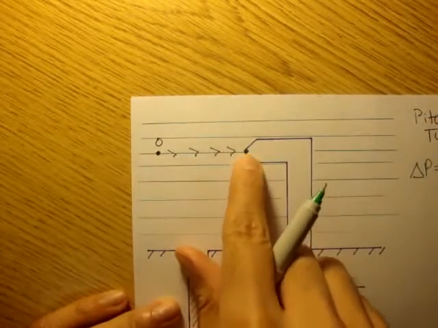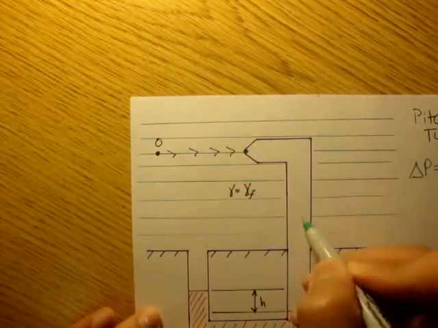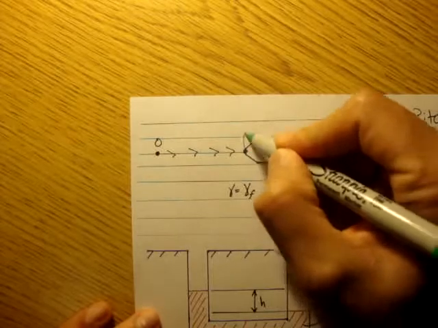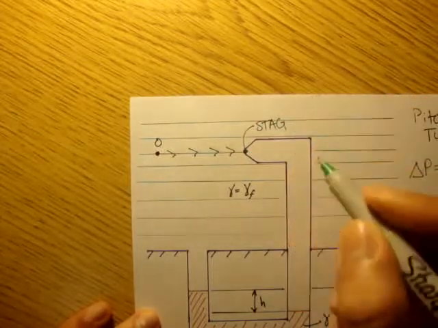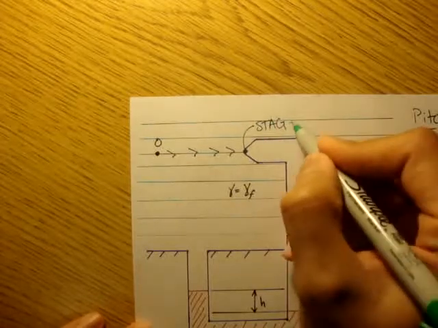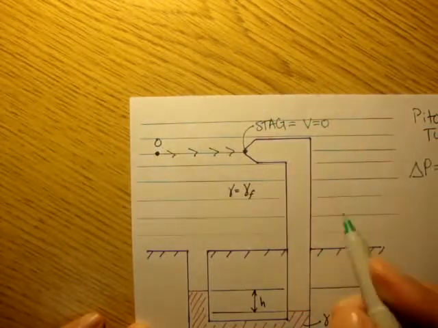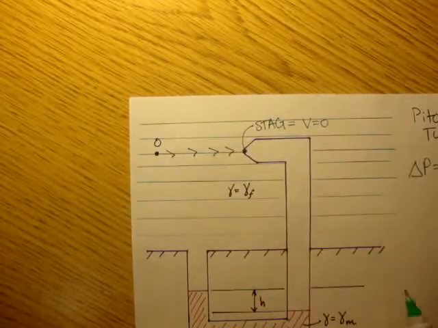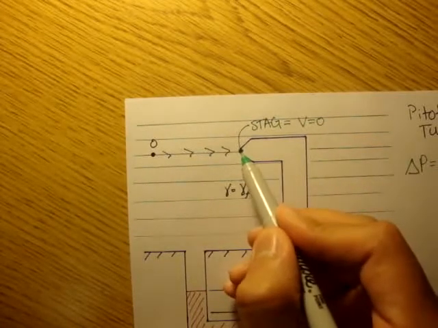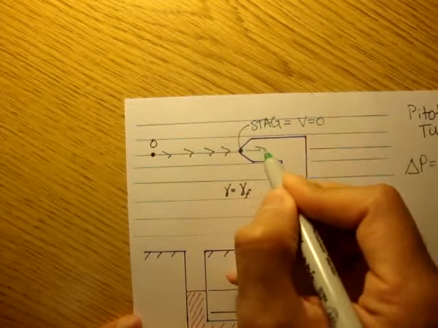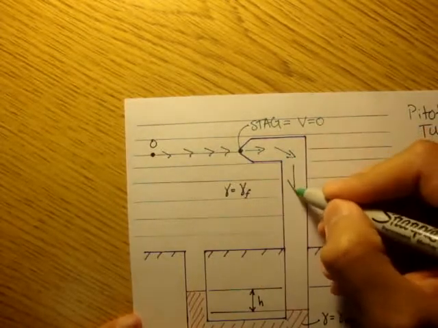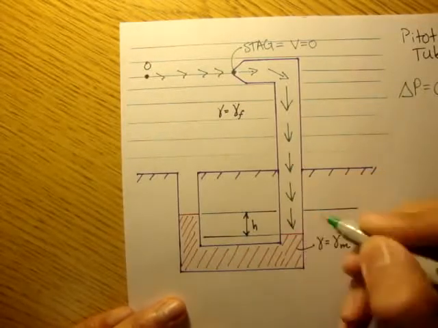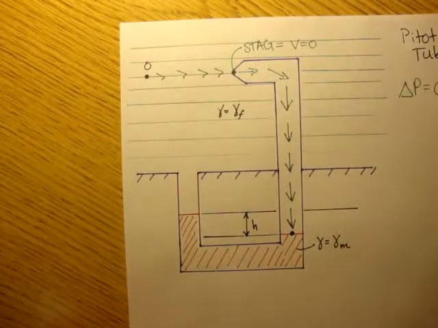pitot tube right here. And notice here, we said the velocity in this tube of air is 0. So this point right here is actually called a stagnation point. I'll just write stag. All a stagnation point is, is where the velocity is equal to 0. So at that point, because the fluid in here is in static equilibrium, the velocity here is 0. Okay, so we'll keep going down this tube, down, down, down, until we hit this point.